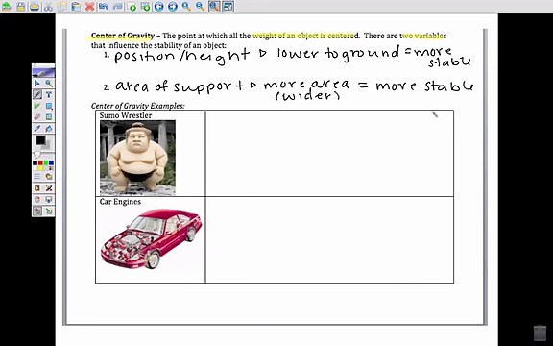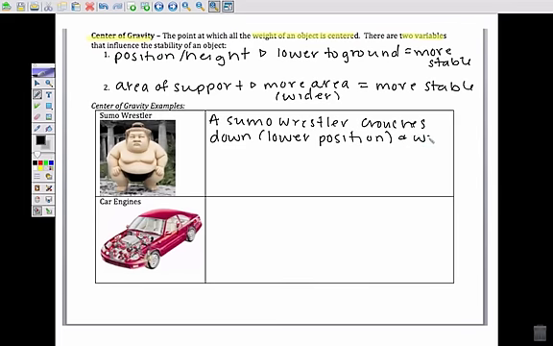Now let's talk about 2 real-life examples for center of gravity. Our first one's a sumo wrestler, and I really like that picture. I think it's pretty funny. Now a sumo wrestler, when he starts competing, or any wrestler for that matter, will crouch down, which means he's going to lower the position of his center of gravity. He's also going to widen his stance, which increases his area of support.